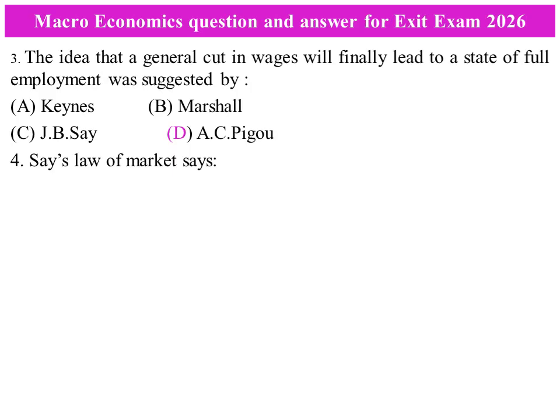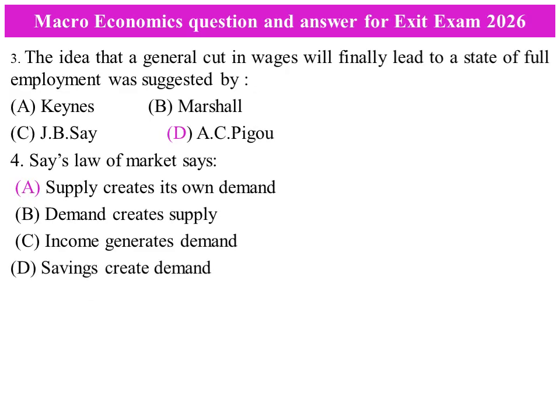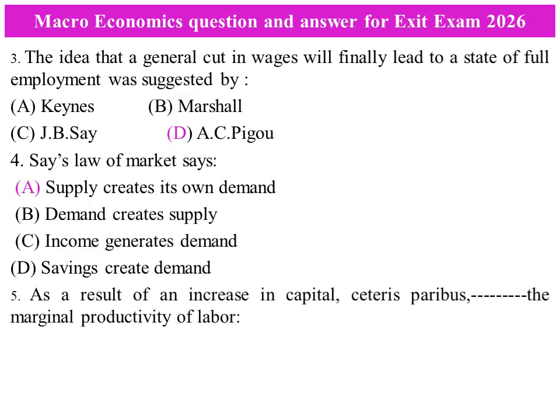Say's law of market says: A. Supply creates its own demand. B. Demand creates supply. C. Income generates demand. D. Saving creates demand. The answer for this question is supply creates its own demand. This is called Say's law of the market.